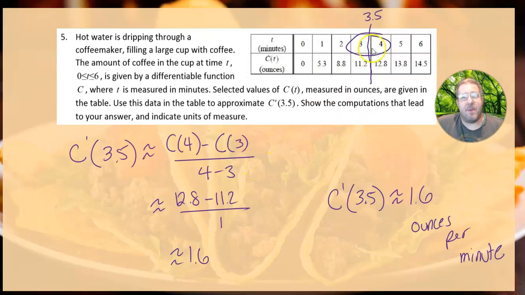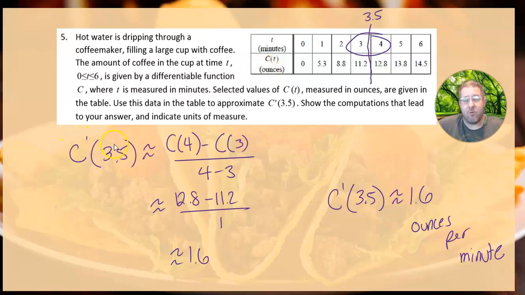All right, same kind of question. 3.5 is in between 3 and 4, so we're really only looking at these numbers. Once again, it's differentiable. Very important. This time it's just ounces. That's a big difference. This is not a rate. This is minutes. This is ounces.